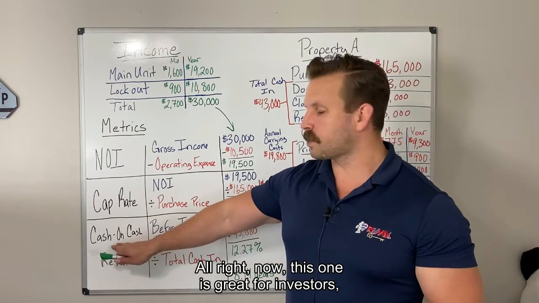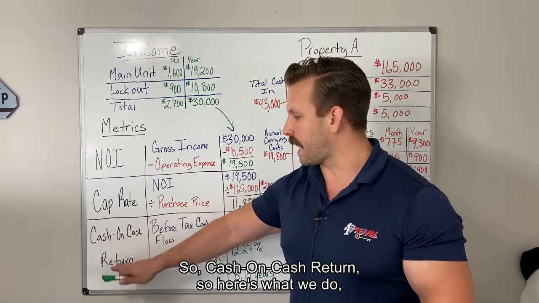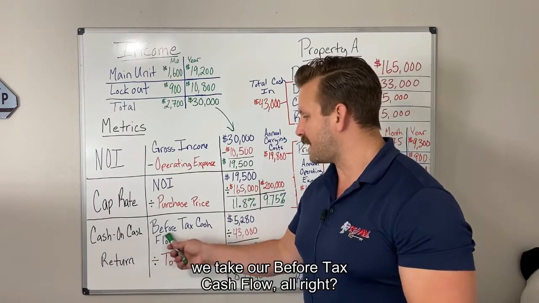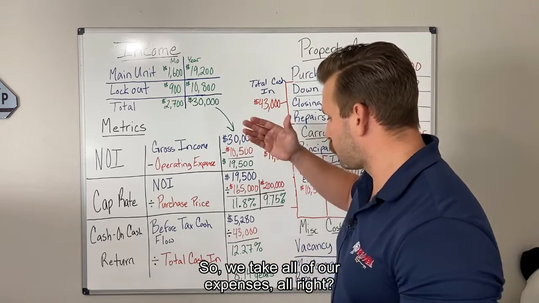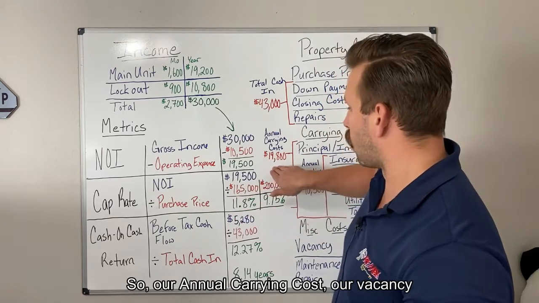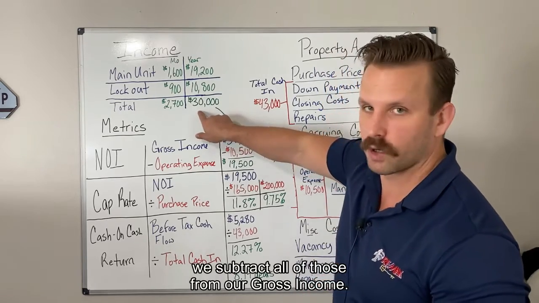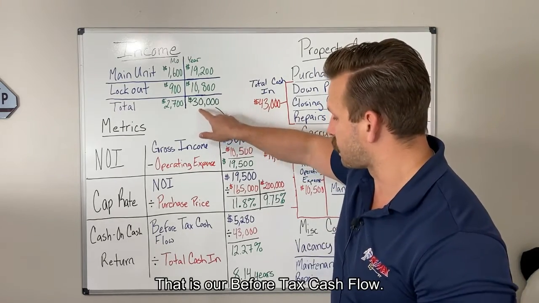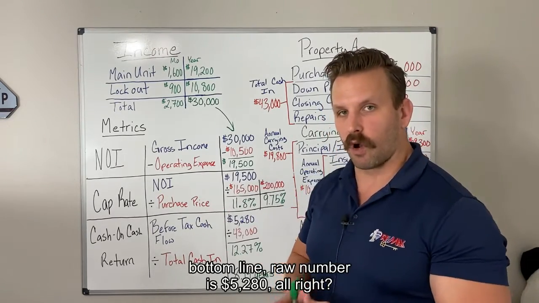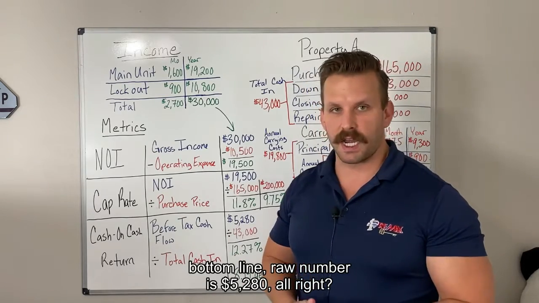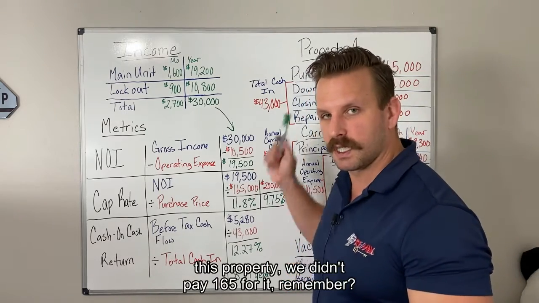All right. Now, this one is great for investors who are going to take out a mortgage. So cash on cash return. So here's what we do. We take our before tax cash flow. All right. So we take all of our expenses, our annual carrying costs, our vacancy, and our maintenance, and we subtract all of those from our gross income. That is our before tax cash flow. So that means that our absolute take home bottom line raw number is $5,280.